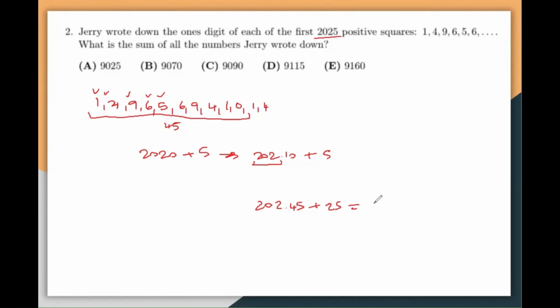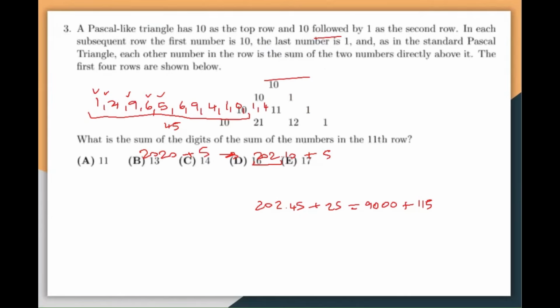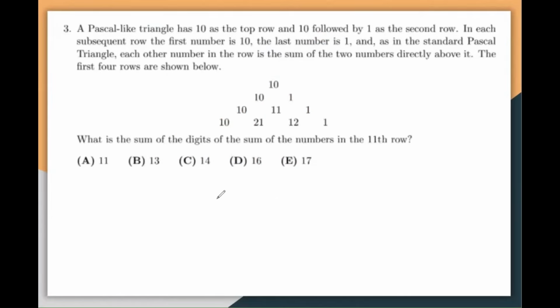I can multiply 200 by 45, which is going to be 9,000. And then 2 times 45 is 90, plus 25, which is 115. If you combine this, you just get choice C. So that wasn't too bad compared to the 10A problem.